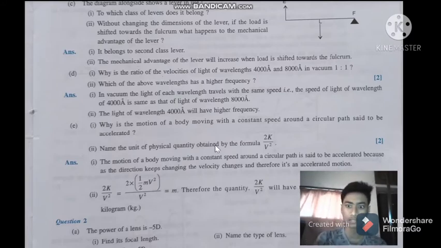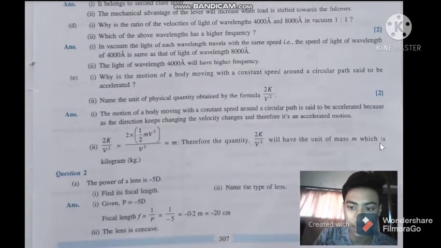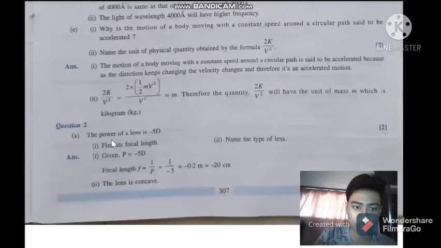Now next question is: name the unit of the physical quantity denoted by 2K by v square. At first glance you would think, oh my god, what is this? Nothing. You would just write the formula of kinetic energy, which is kinetic energy equals half mv square. Then you would put m on this side, the half would come up and make it 2K, and v square would come down. So ultimately the quantity will be mass m, which is in kilograms. Okay. Next question, number 2.